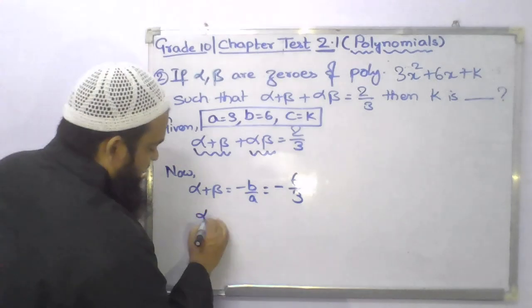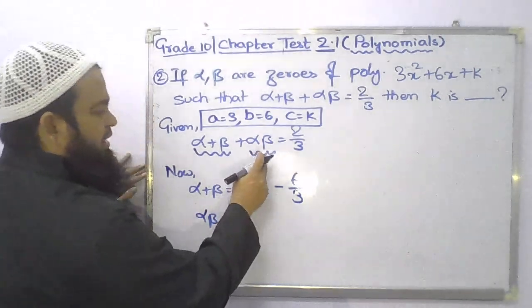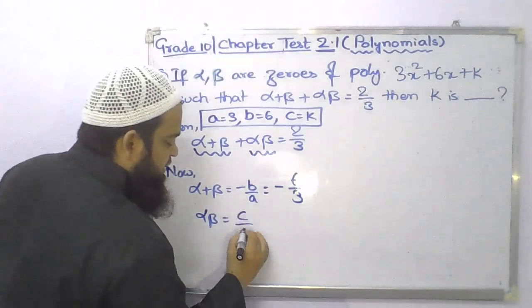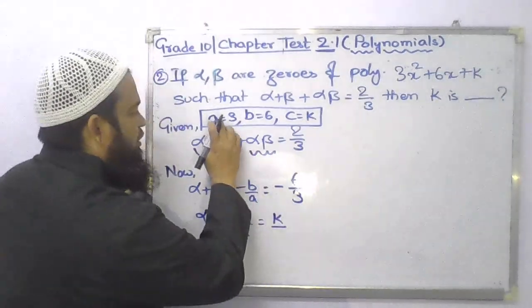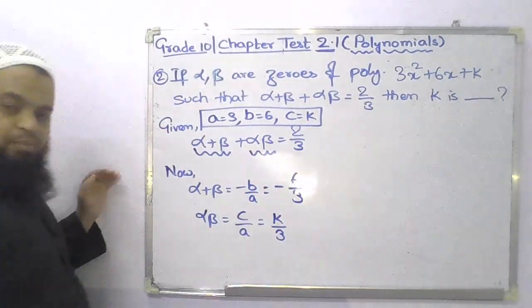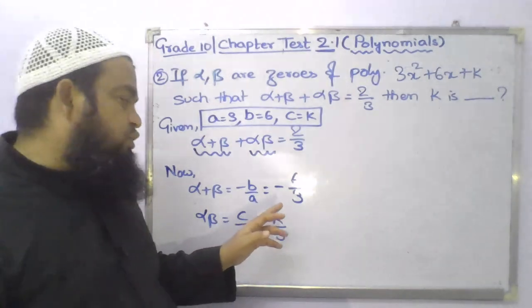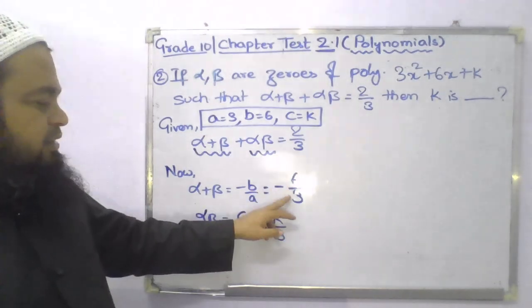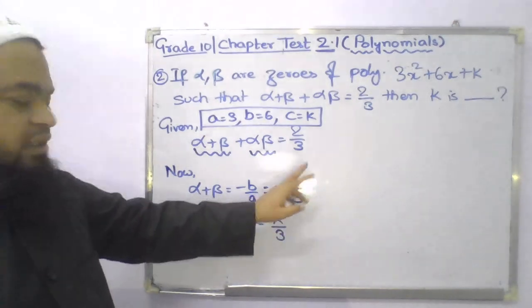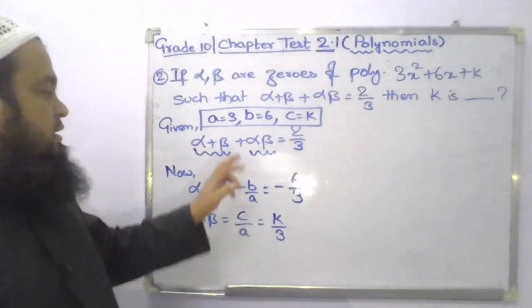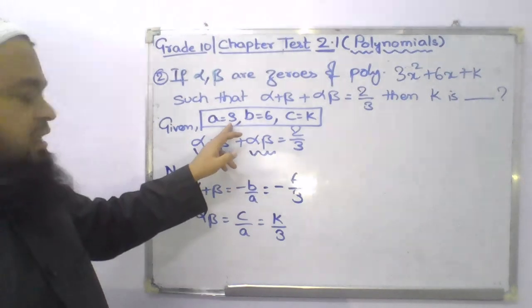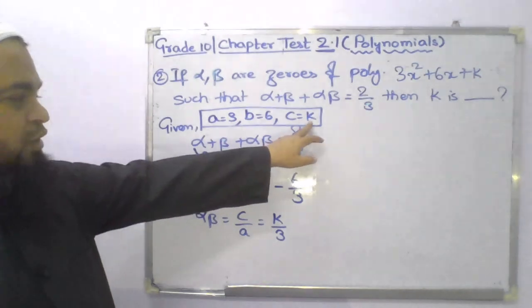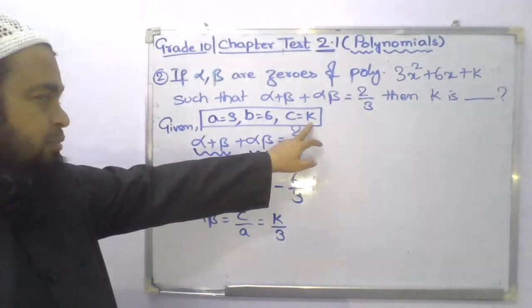Now alpha beta, the product of zeros, is equal to c by a. What is c? k, divided by, what is a, 3. My dear students, you should understand this. 6 by 3, I would have done 3 ones are 3, 3 twos are 6, right? But since I have to add the sum of zeros and the product of zeros, and 3, what is c? C is not a multiple of 3, right?